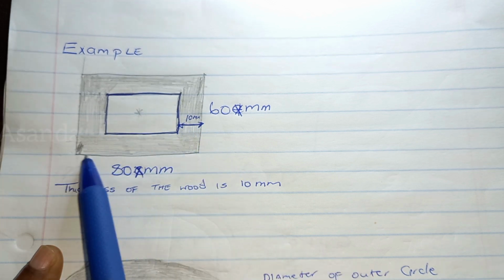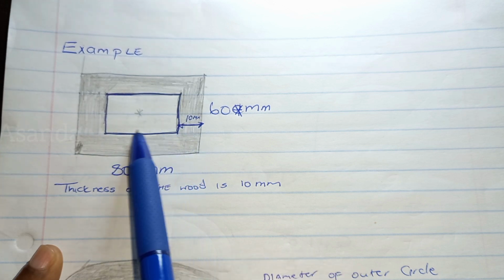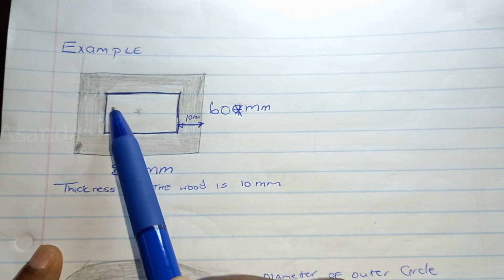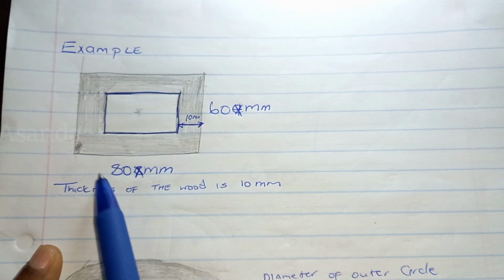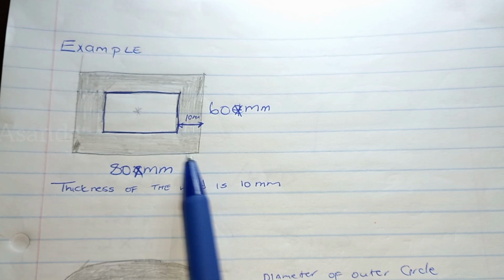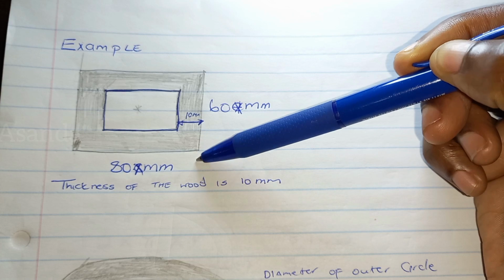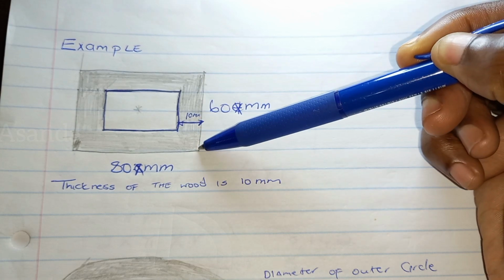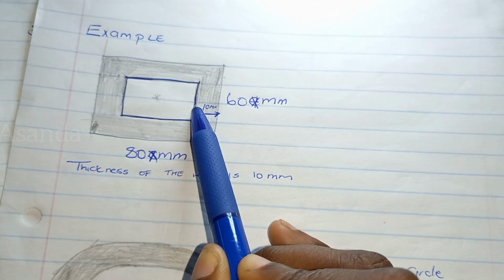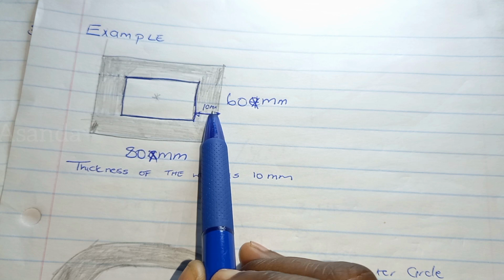So the length of the outer rectangle, we have two rectangles, the really small rectangle where your picture will show, and then we have the big rectangle, which is everything, the picture and the frame, right? So they're saying to us that the big rectangle is 80 millimeters long, and it also has a breadth or a width of 60 millimeters, right? And then they say the distance between the small rectangle and the big rectangle is 10 millimeters.